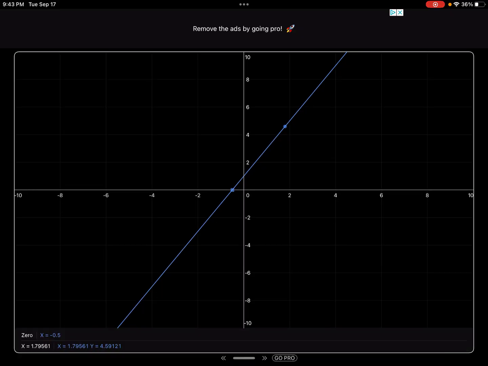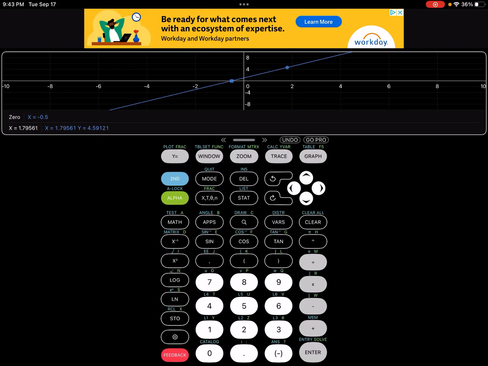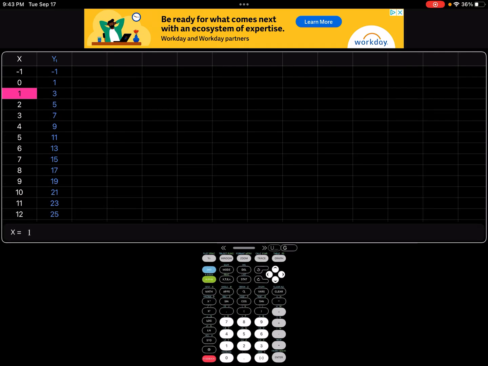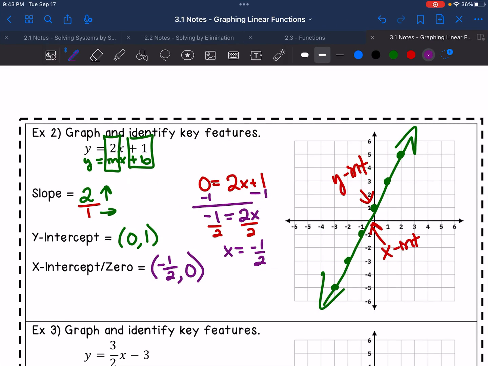Another thing that we can use to check how we did is the table. So we can press second graph, and this brings up a table of points. Like right here, I've got a 1 highlighted under the x, and next to it is a 3. So that's saying 1, 3 should be a point on my graph. And if I go to 1, 3, that's that point right there. And so I could use those points from my table to help draw my line.